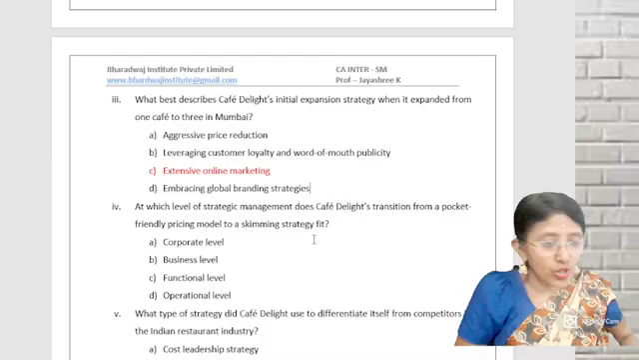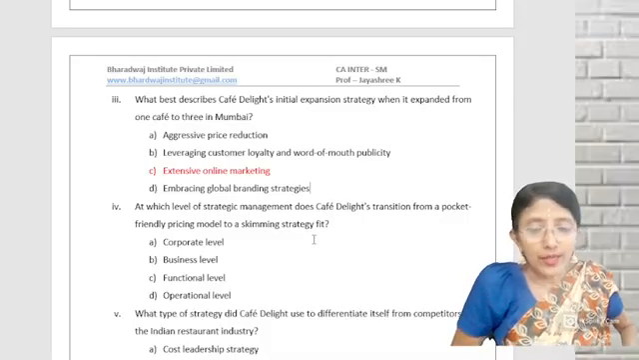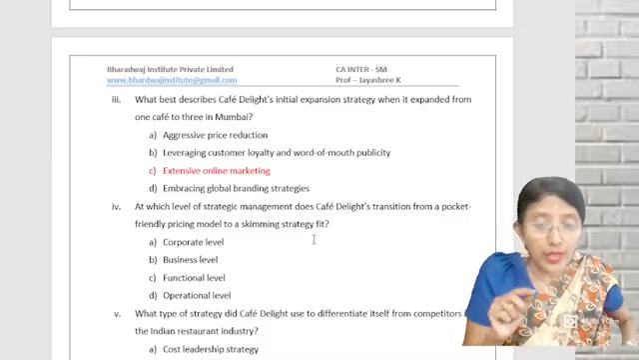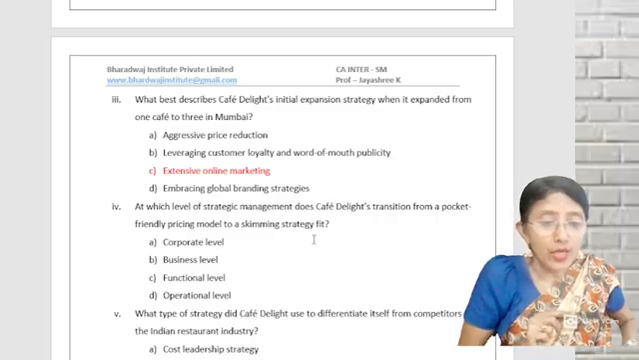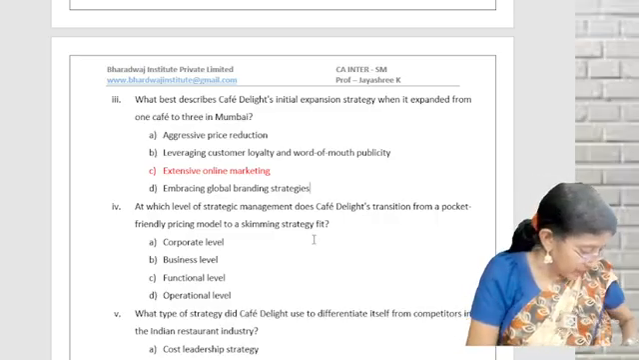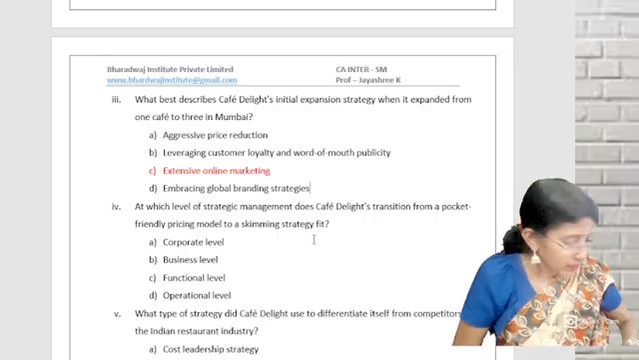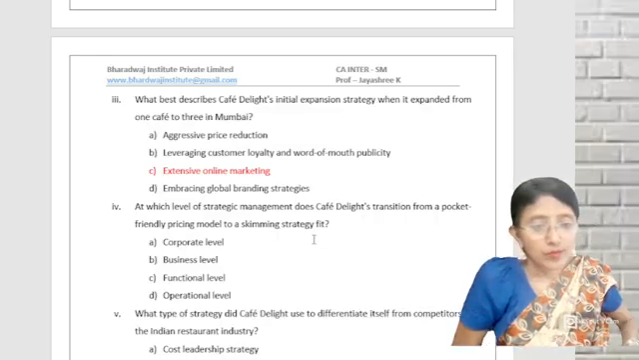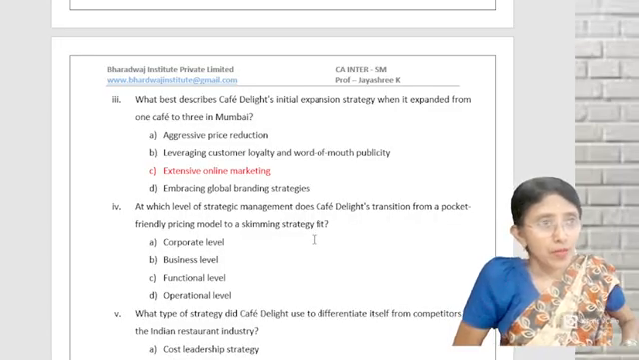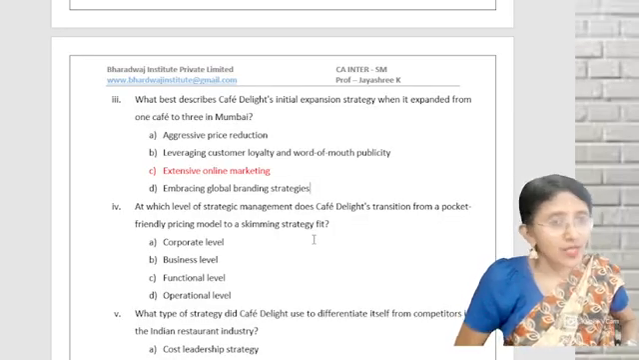Okay. At which level of strategic management does Cafe Delight's transition from a pocket-friendly pricing model to a skimming strategy fit? Prices for the products for their particular business level.